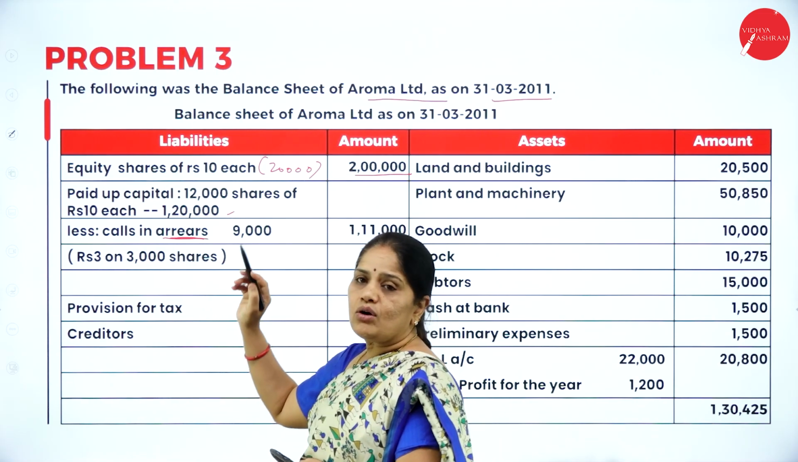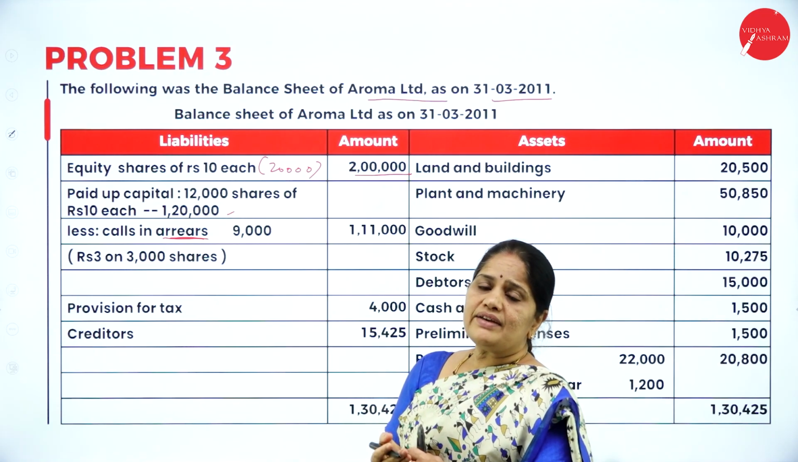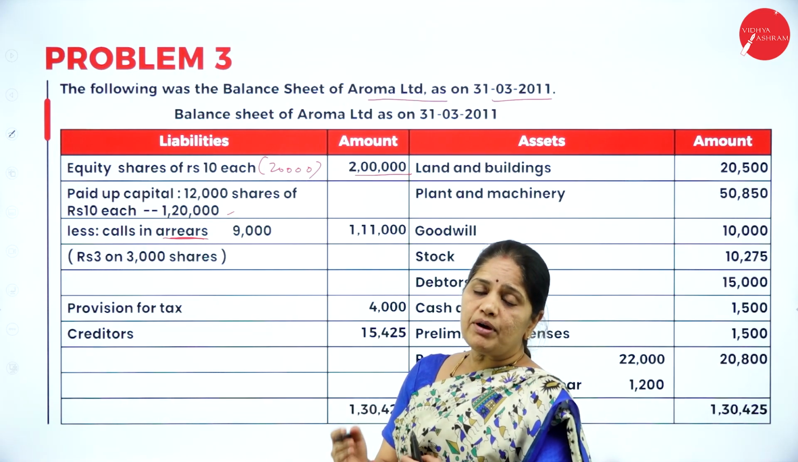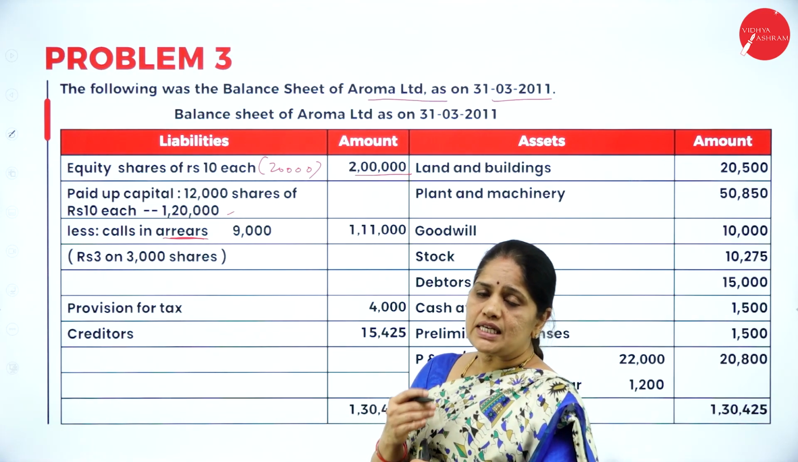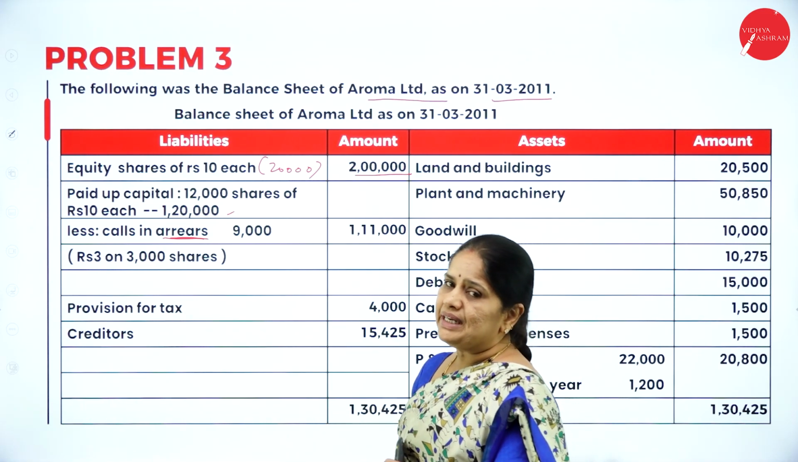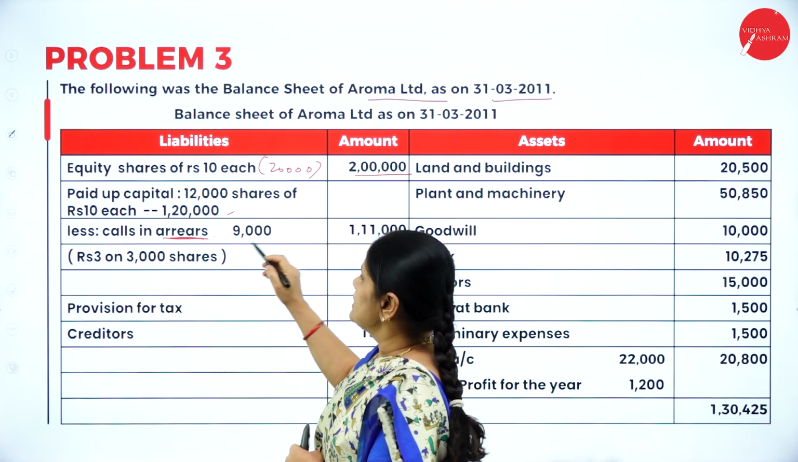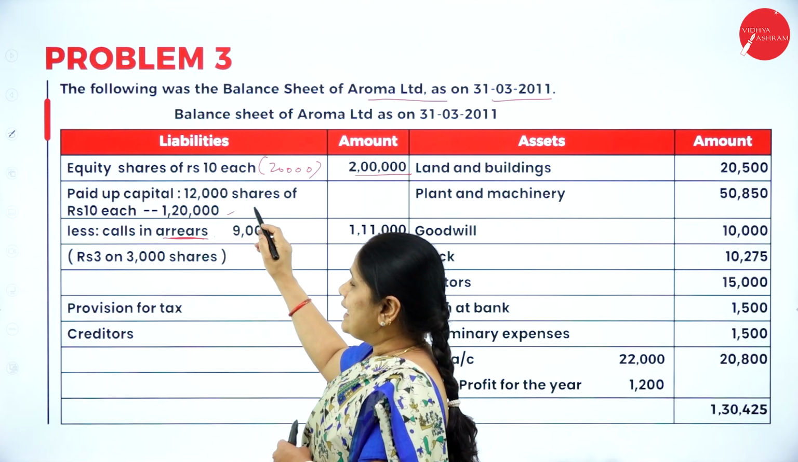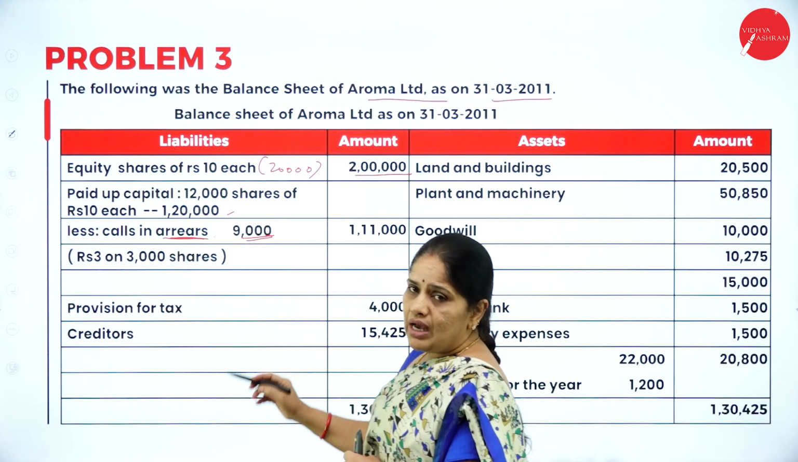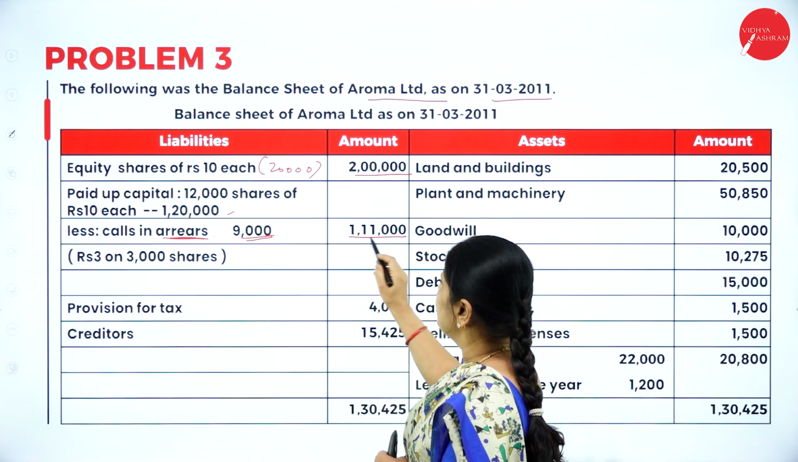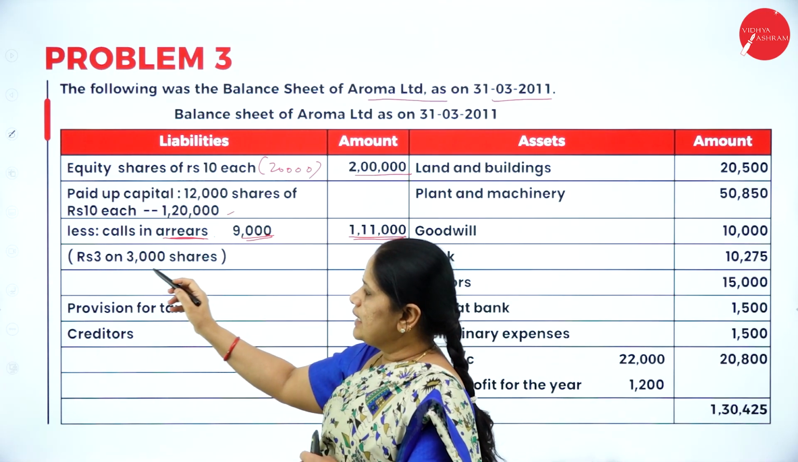Now, what do we mean by calls in arrears? Calls in arrears means that it is the call money which is pending, where some of the shareholders have failed to pay the call money. So that call money which has not been received by the company, we call it calls in arrears, 9,000. So out of 1,20,000, the company is yet to receive 9,000 rupees. So as such, the actual paid up capital will be 1,11,000 only.